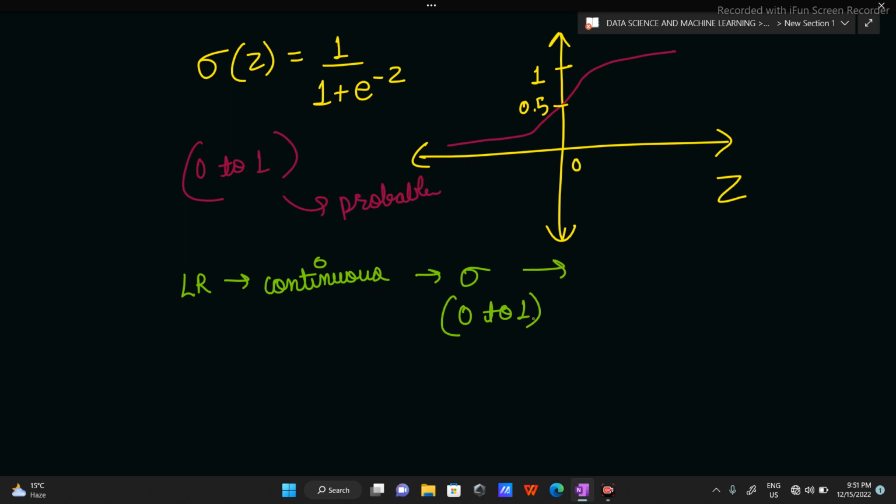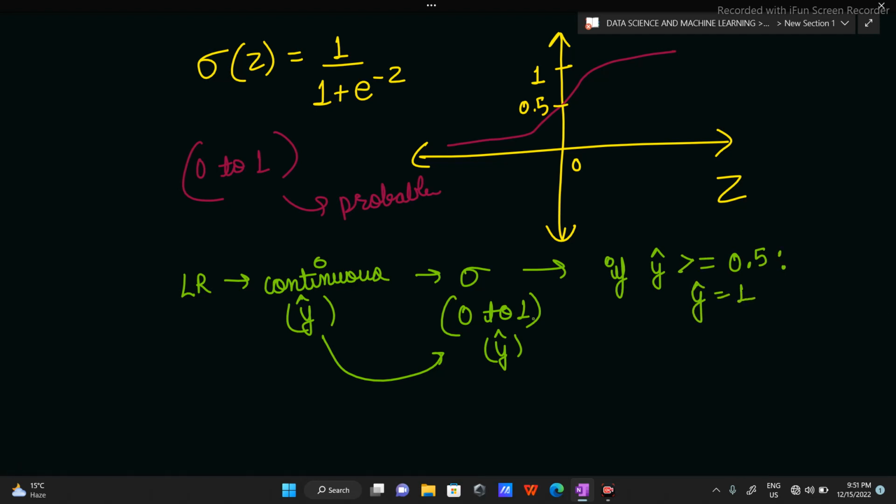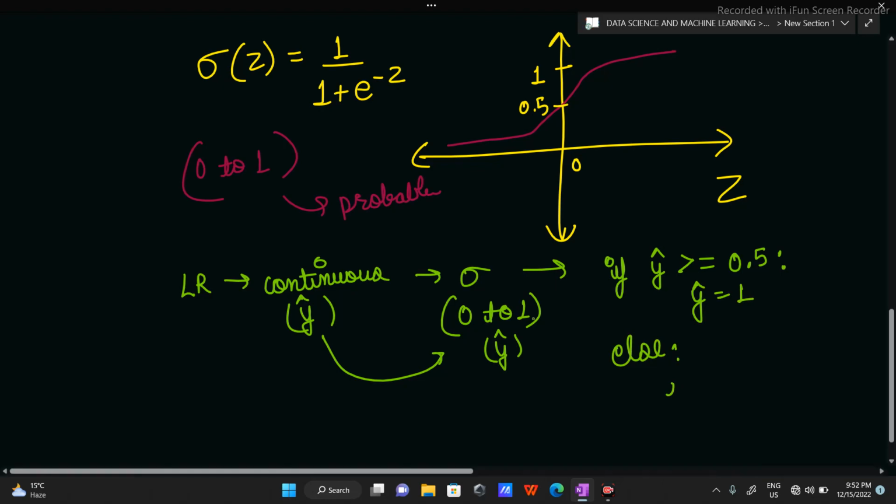Now I'll do one simple thing. These predicted values are y hat, the predicted values of the model. What we did, we just used this y hat to get this y hat, which is from 0 to 1. Now, if this y hat is greater than or equal to 0.5, I'll say y hat is 1 now. Simple. Else it is 0. Y hat equal to 0.